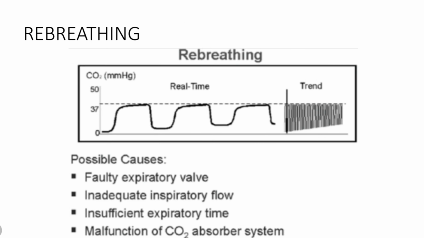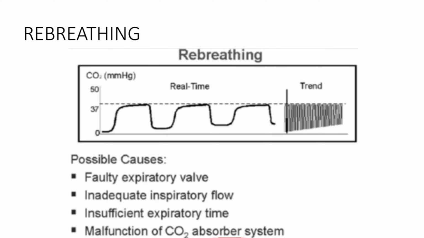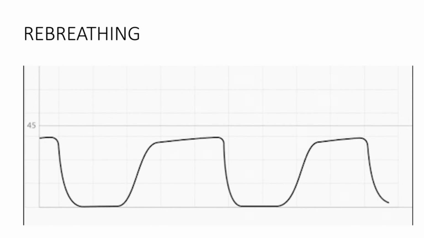This is a graph showing the rebreathing phenomenon. You can notice the graph slowly goes steeper. What are the possible causes? Faulty expiratory valve, inadequate inspiratory flow, insufficient expiratory time, or malfunction of the carbon dioxide absorber system. So this is how rebreathing looks in real time.